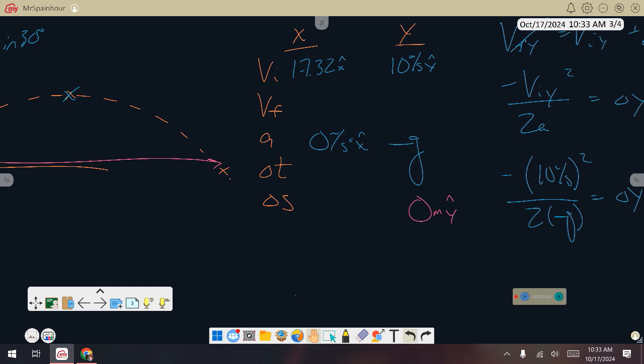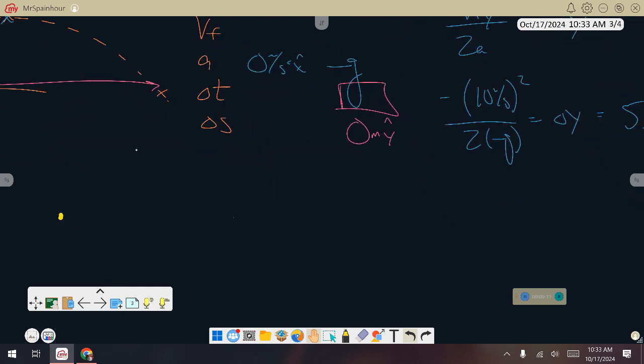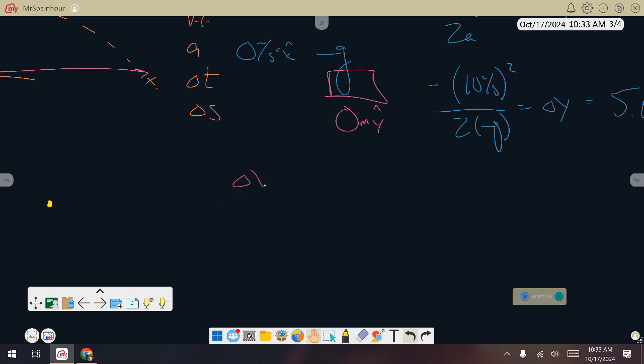But ultimately, what are we going to try to find in the y? In the y-axis, we're going to find time. And what are we actually looking for here? Displacement in the x. We're looking for delta x. So we're going to solve for this guy first. The equation that I would use here is this one.